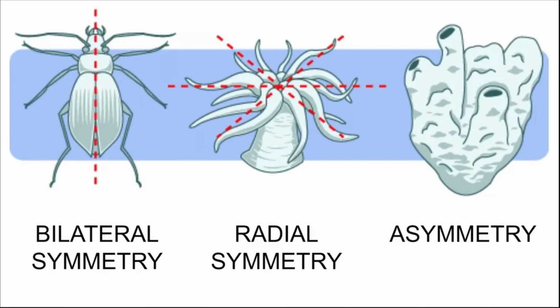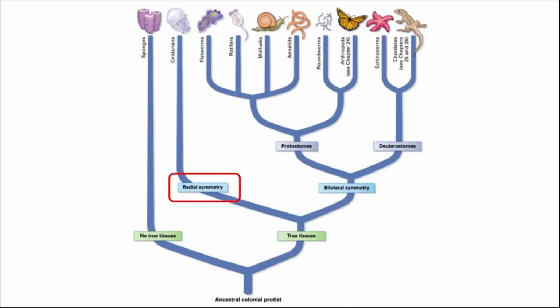In this example, you can see that if you put a mirror on any one of these planes, you would essentially replicate the full organism. In an organism with bilateral symmetry, there's only one plane that creates a mirror image in a complete organism. So let's look at some organisms that have radial symmetry. And the first group are the cnidarians.